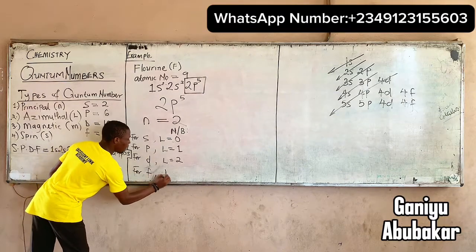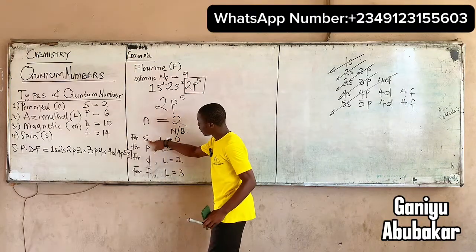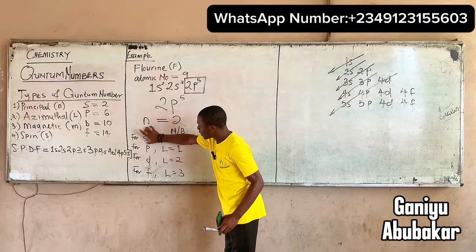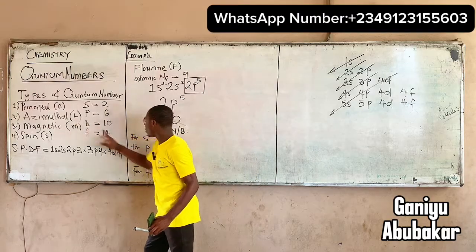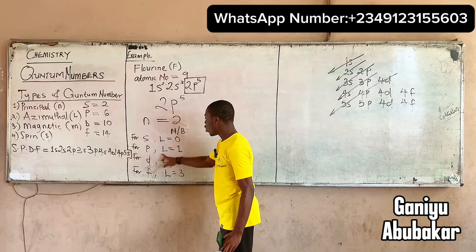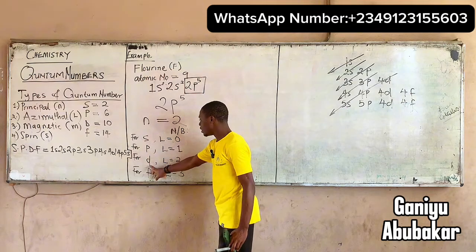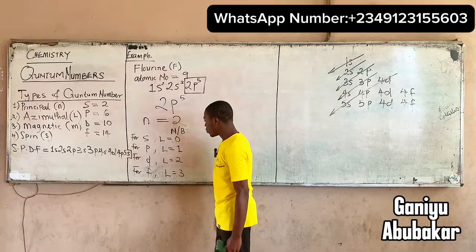For F, L is equal to 3. So note that if I have S, P, D, F, for X, automatically my azimuthal L becomes 0. If I have P, my azimuthal becomes 1. If I have D, my azimuthal becomes 2. If I have F, my azimuthal becomes 3.